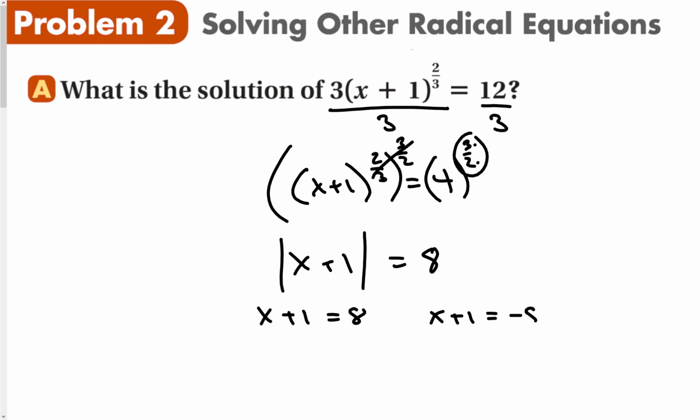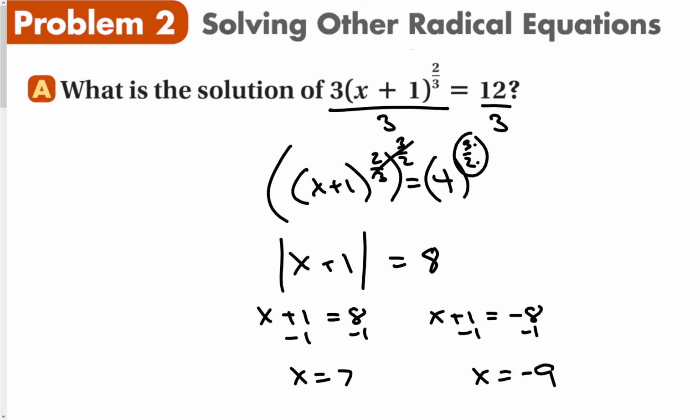The positive case and the negative case. So subtract 1 from both sides, x is equal to 7. Subtract 1 from both sides, x is equal to negative 9. Okay? And this does work. Even the negative works, right?